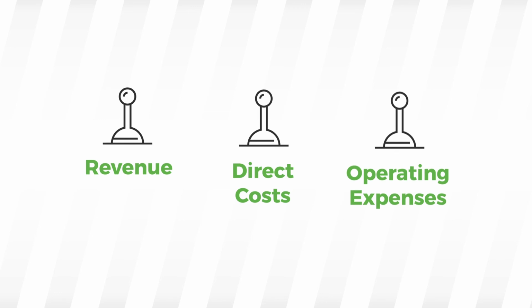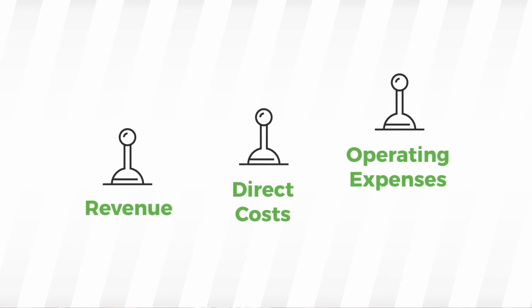Now, there are 3 ways you can improve the profitability of your business. Let's call them the 3 levers. Let's look at your profit and loss again. Notice how it's split into 3 distinct categories. We have revenue, direct costs, and operating expenses. Think of these as levers to your company's profitability.